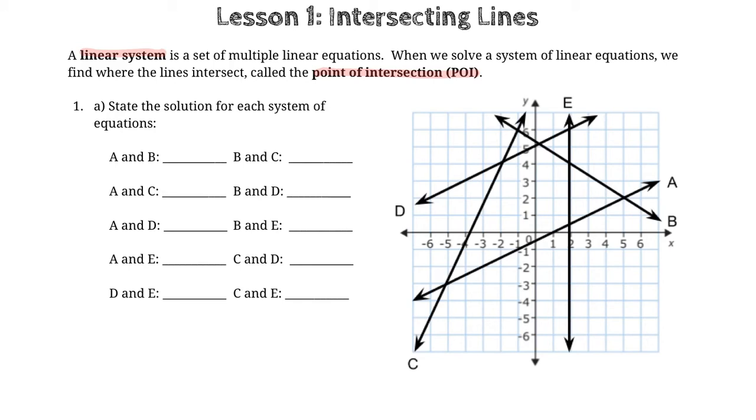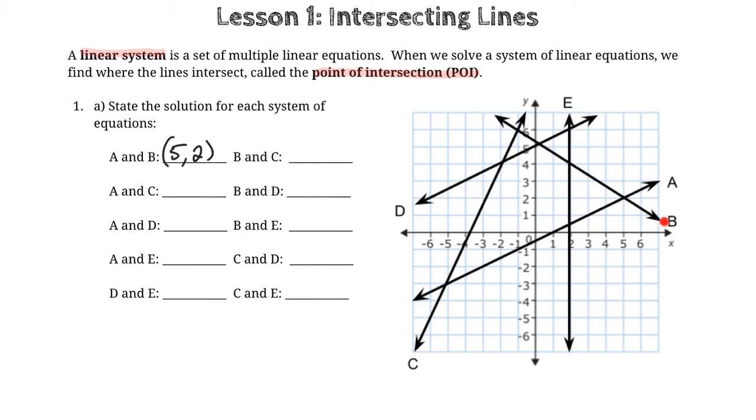So let's look at this first question. It tells us to state the solution for each system of equations. Now we're not given the equations, we're actually just given the graphs here, but if we're looking at A and B, we're looking at the lines A and B. So this is line A, and this is line B. The solution of this linear system would be the point they cross each other, the point where they intersect. So that would be this point right here, and that's the coordinate 5 and 2. Remember, x always goes first, so the coordinate is 5 and 2.